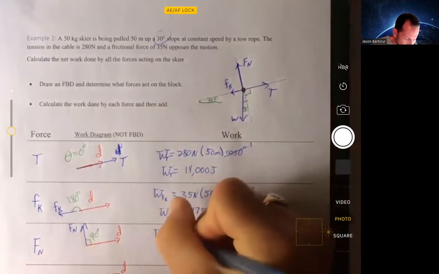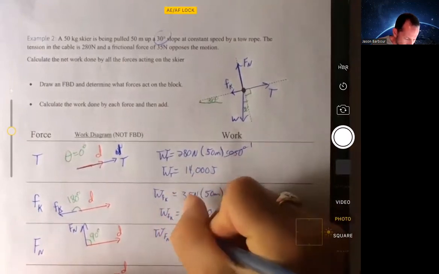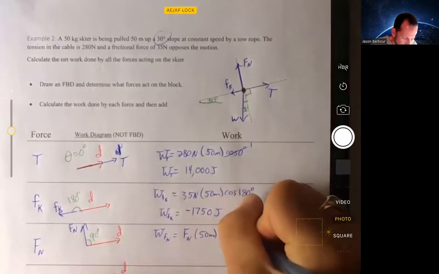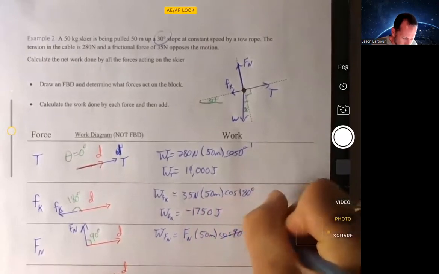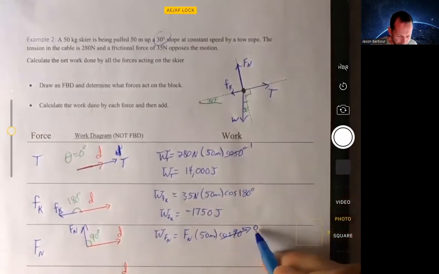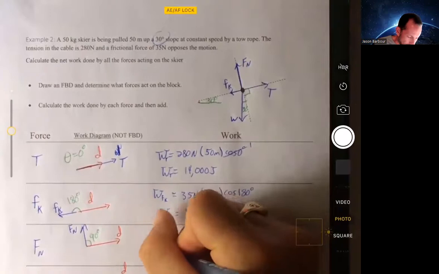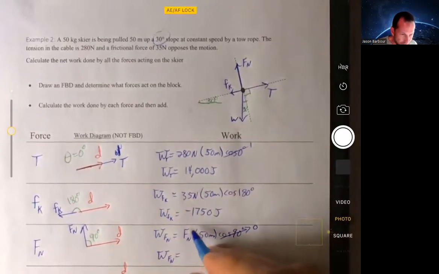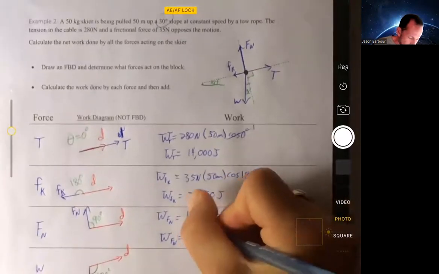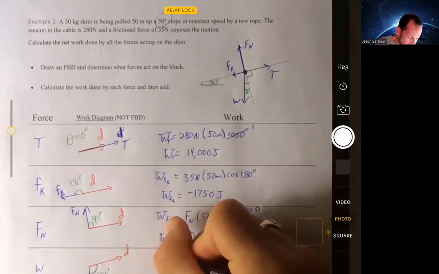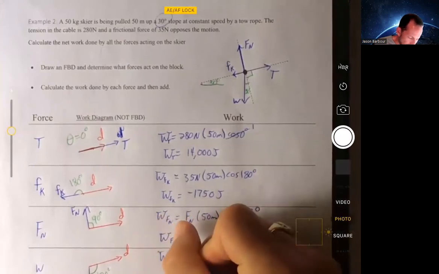Work done by the normal force is equal to the normal force times 50 times the cosine of 90, and this is 0. Okay, so here I crossed it out and wrote a 1. Here I'm crossing it out and writing a 0 because I know the cosine of 90 is 0, so I don't need to bother to find how big the normal force is. I know that some number times 50 times 0 is 0. And this is the work done by the weight.